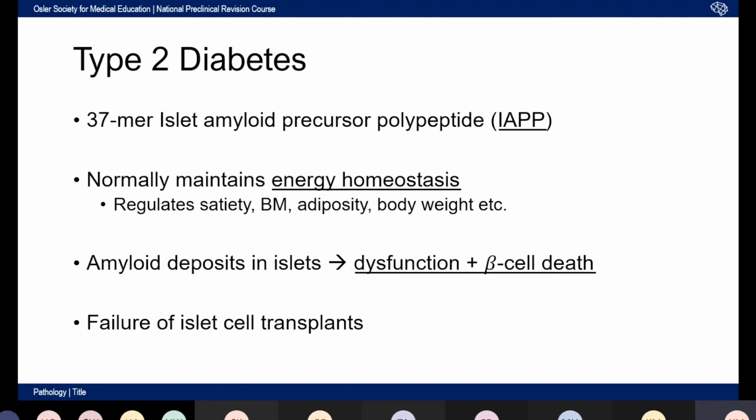And another chronic disease for which there's increasing awareness about the role of amyloid is type 2 diabetes. And here the key protein is IAPP, and that normally regulates various different aspects of energy homeostasis. And it becomes amyloidogenic via, of course, unclear mechanisms, and deposits in the pancreatic islets. And this is associated with inflammation, islet dysfunction, and death. And it seems to also be the cause of the failure of islet cell transplants, which sometimes is used as treatment for type 2 diabetes.